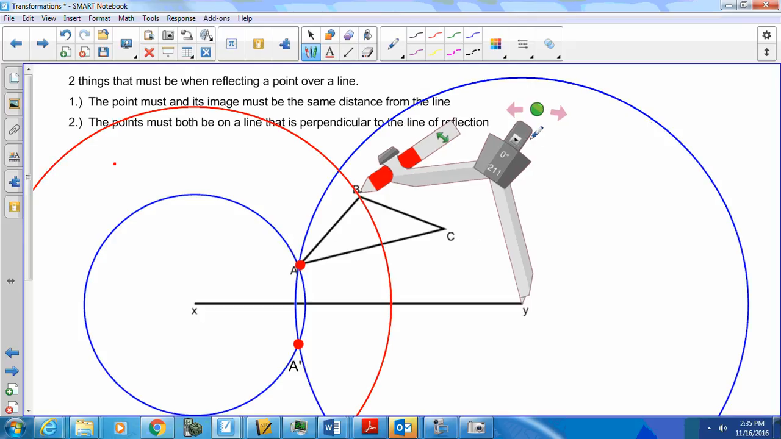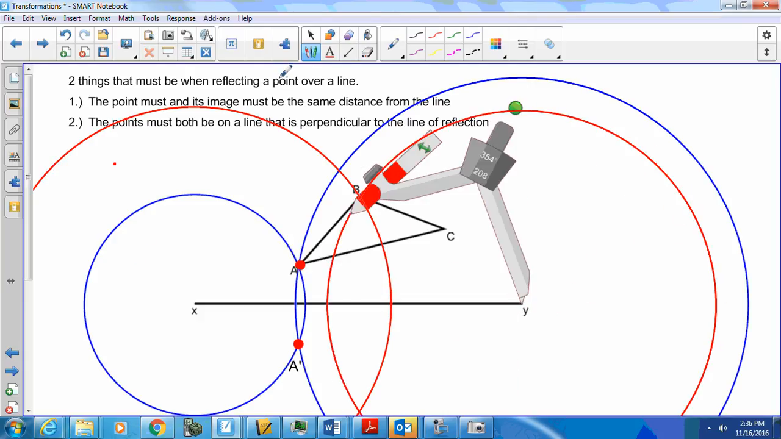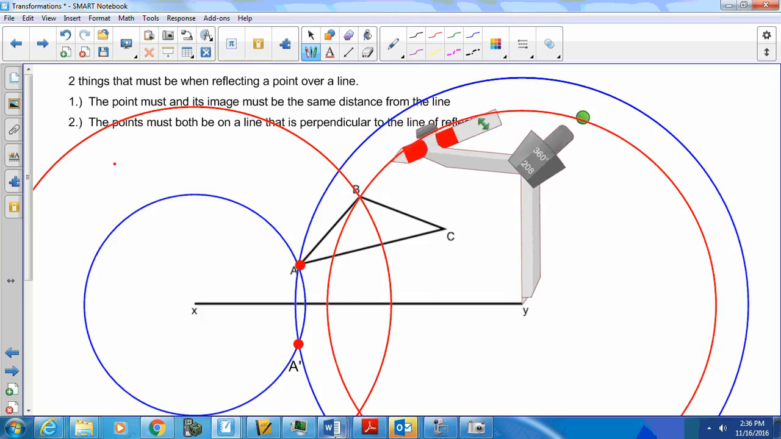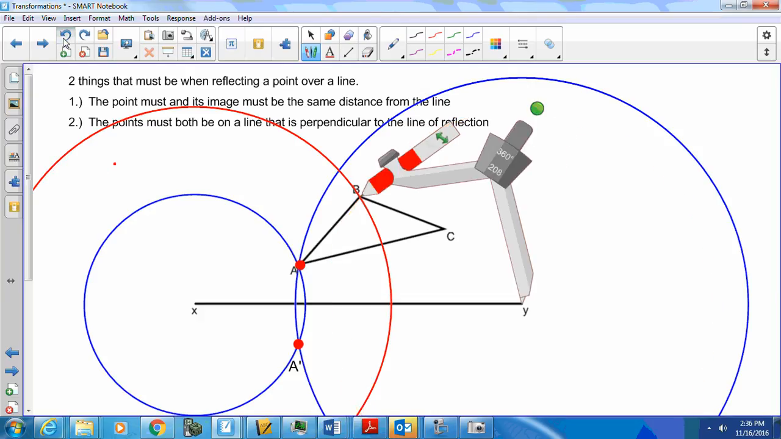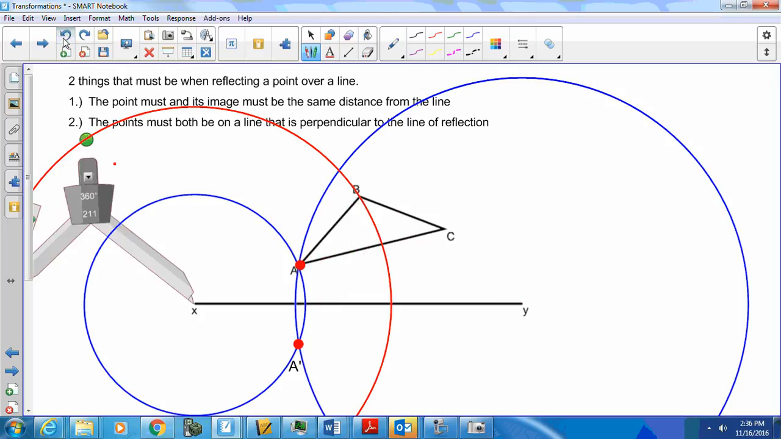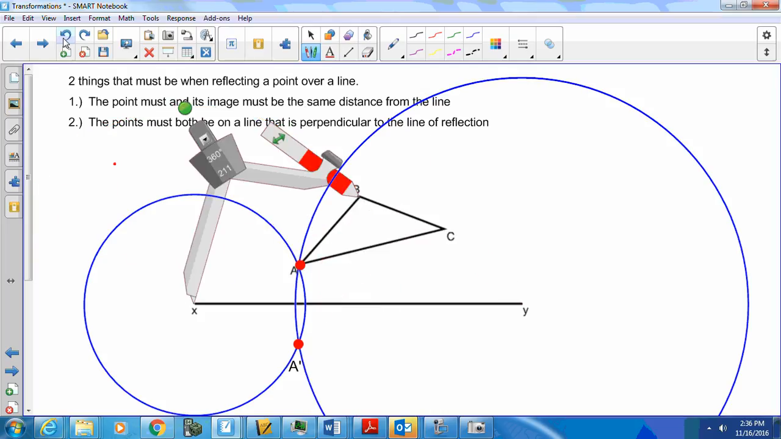Okay, now he did the same thing. Here I didn't really even have to change the compass size because B is almost right in the middle of my line of reflection. That's why my circles are going to be very similar. So my point is down here for B prime. Okay? And it was all good. It worked. So the question was, well, why does it work?